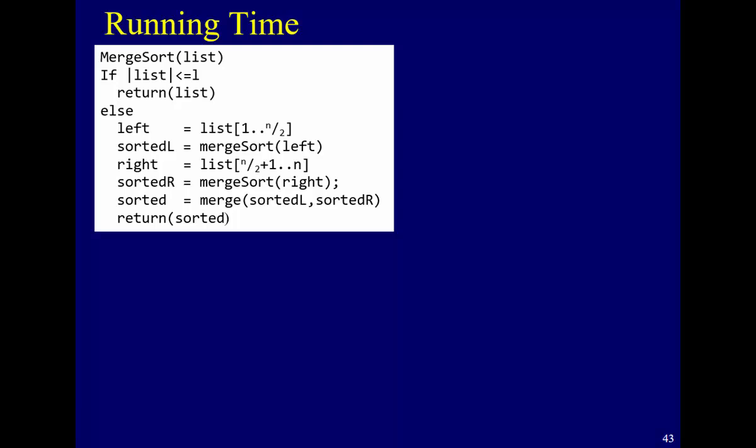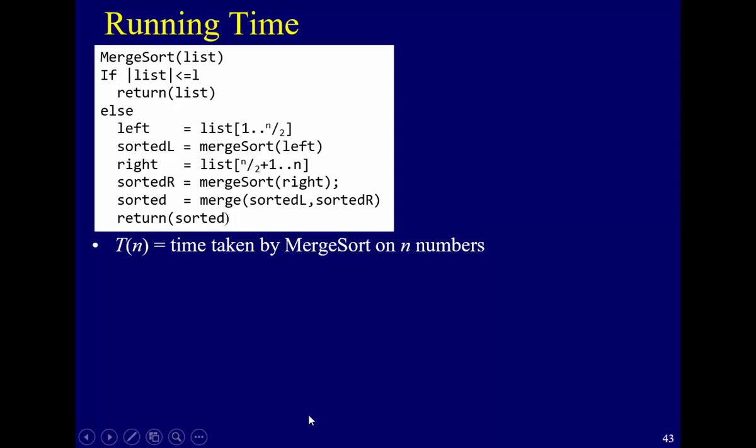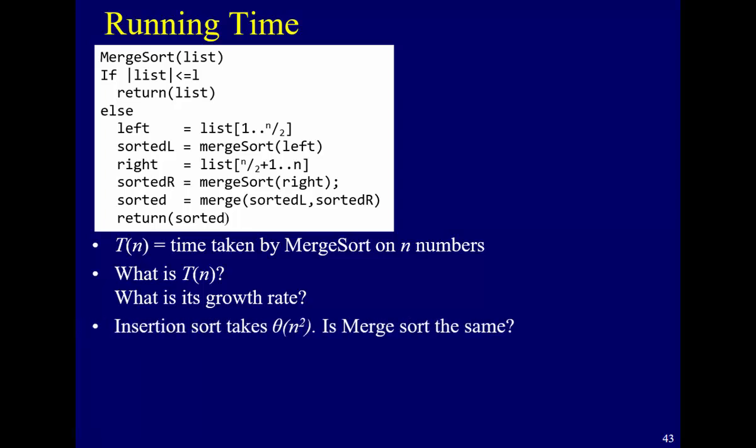So we started talking about running time, and I think I muddled everybody. So let's talk about running time again. We want to know, in this example, how long it takes to merge sort n numbers. And we can give it a name. T of n is the length of time it takes to merge sort n numbers. And we want to know what T of n is and how fast it grows. Insertion sort takes n squared time. Is merge sort the same?